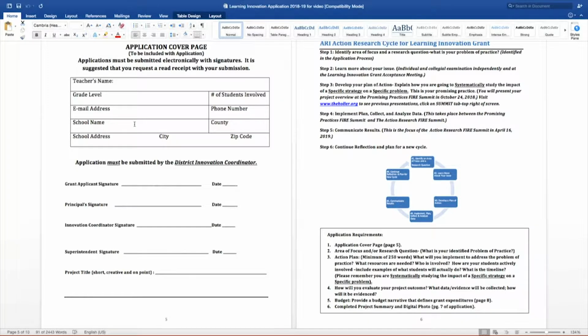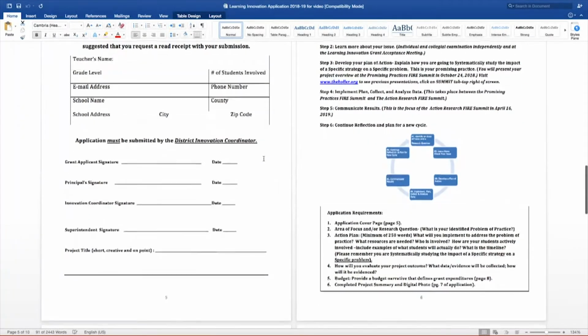Also, please include your school name, your county, the school address, city, zip code. All that's very important. We have reasons for putting that in there. And when we organize it, it's in a spreadsheet, and all this information is put in that spreadsheet.